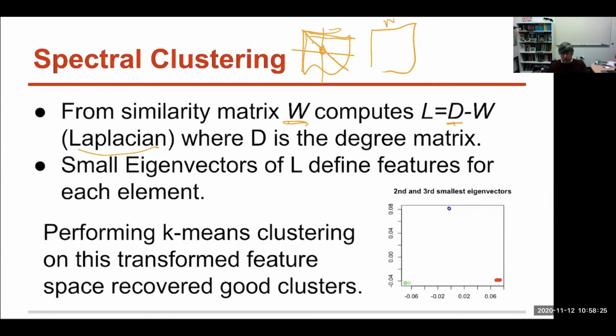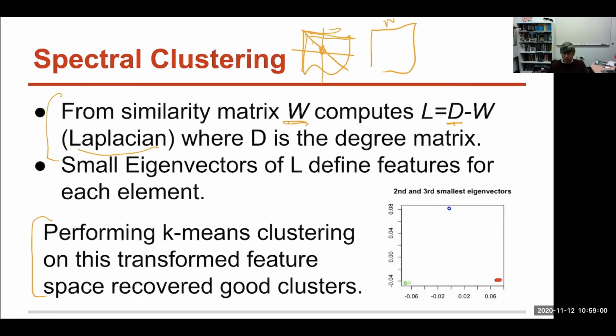It turns out that if you do that and you take the eigenvectors of this matrix, what we're going to do is use these eigenvectors as features for the points, and then do K-means clustering on these features. And it turns out that this formulation captures these high conductance clusters.